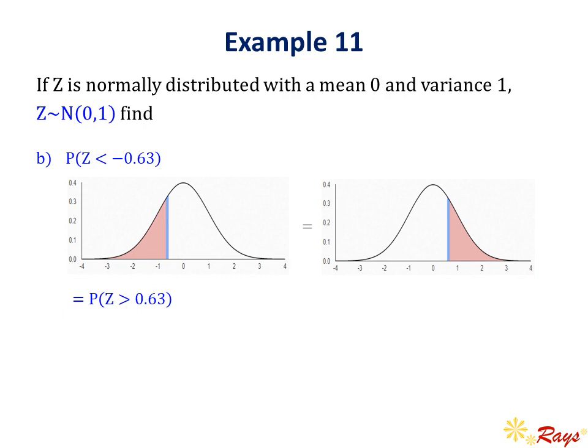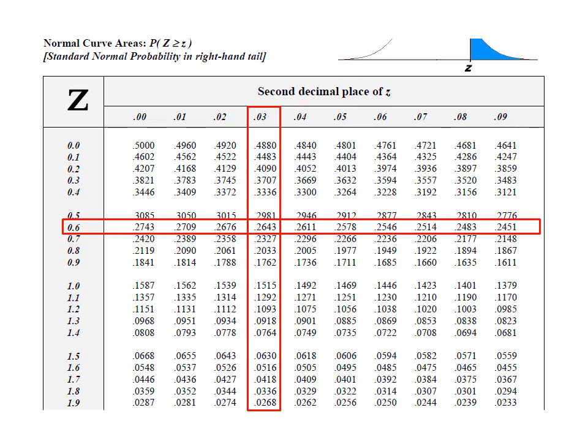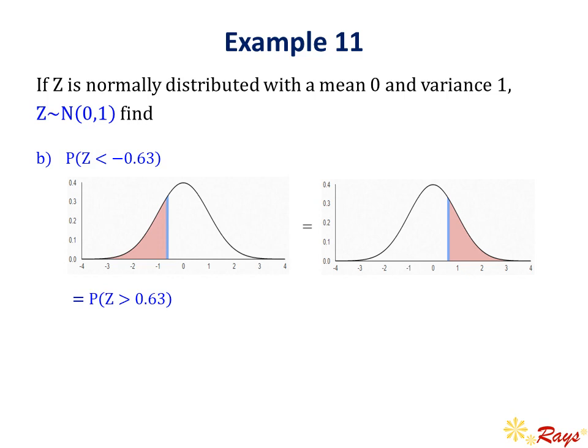So let us look at the value. The value of Z greater than 0.63 is 0.2643. Therefore, the probability is 0.2643.